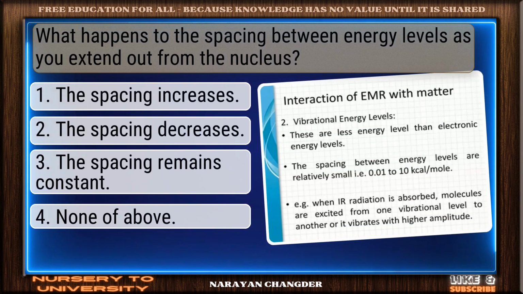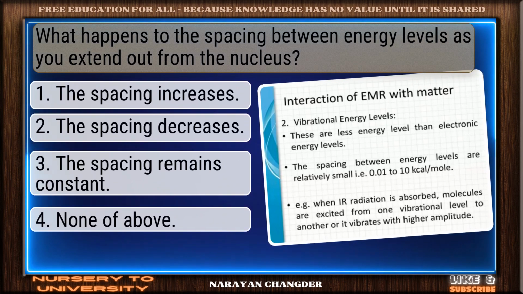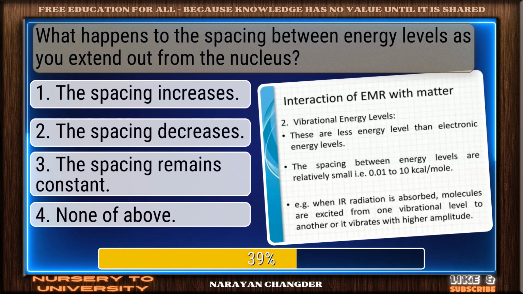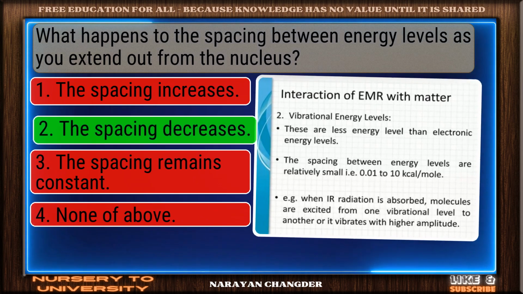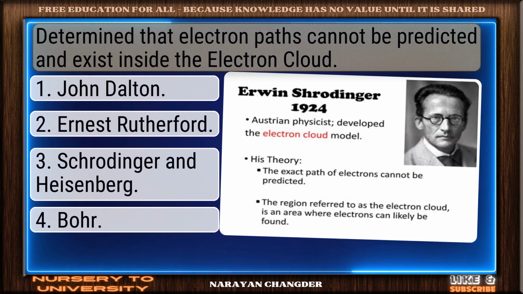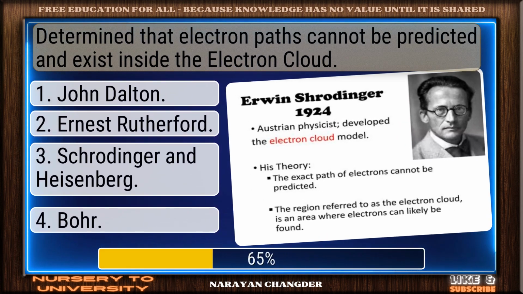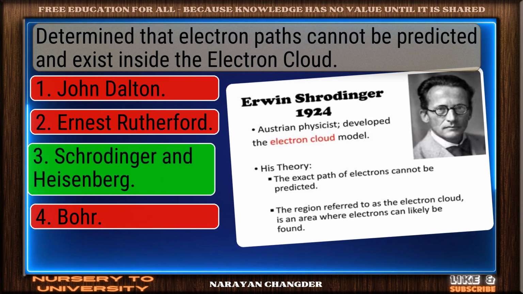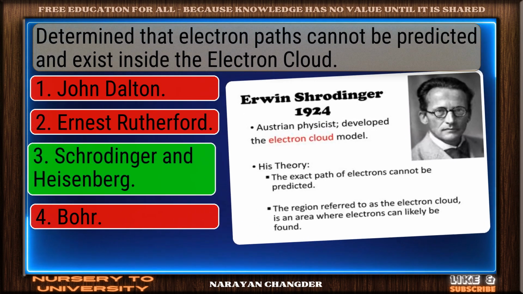What happens to the spacing between energy levels as you extend out from the nucleus? Well picked. The spacing decreases is the correct answer. Determined that electron paths cannot be predicted and exist inside the electron cloud. You got it. Your choice, Schrödinger and Heisenberg, is right.